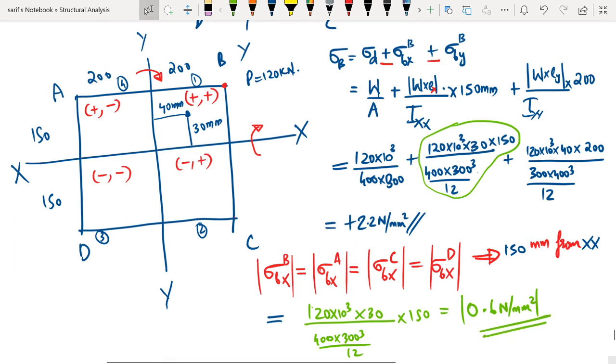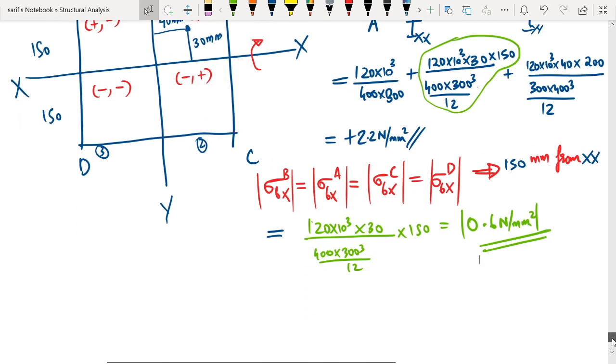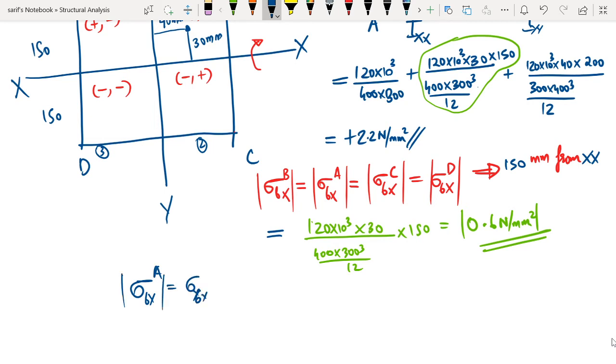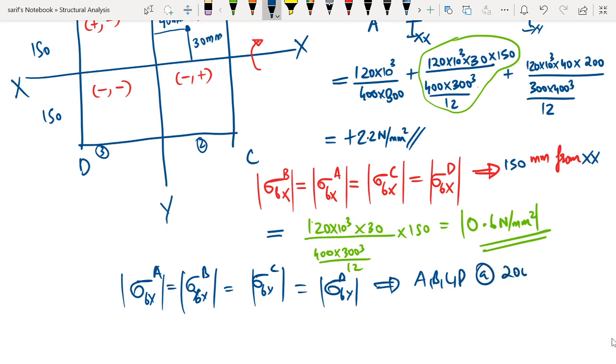Now similarly, let us calculate the magnitude of the bending stress about the y-axis. The bending stress about the y-axis at point A is the same as at point B. This also has the same magnitude as at point C and at point D, because all these points A, B, C and D are at a distance of 200 mm from the y-axis.